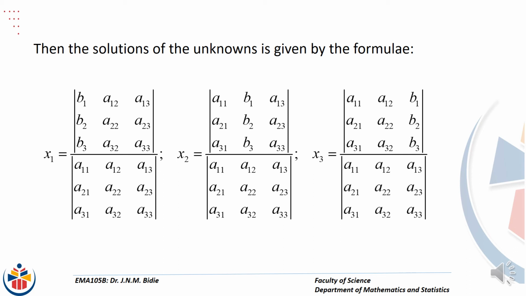Once again, the first variable, its numerator will be the determinant of a matrix represented by the constants replacing the first column of A. The second variable will be the determinant of a matrix where you've replaced the second column with constants, and the third variable is the determinant in that numerator of A, where the last column has been replaced by the constants.